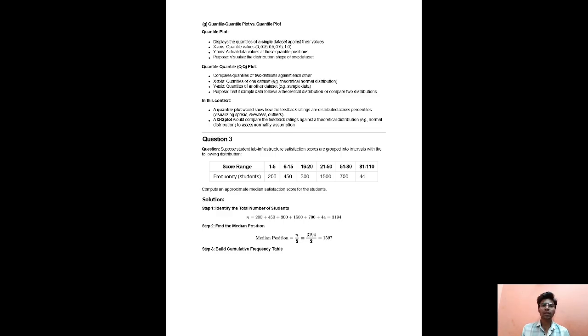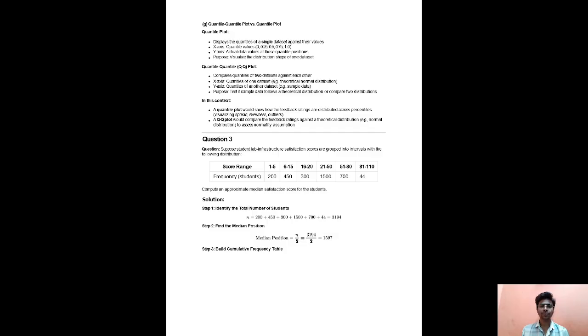And the last one is G. Quantile plots versus quantile-quantile plots. A quantile plot displays the quantiles of a single dataset against their values. The x-axis shows quantile values 0, 0.25, 0.5, 0.75, 1.0, and the y-axis is the actual value at those quantile positions. Purpose: visualize the distribution shape of one dataset.